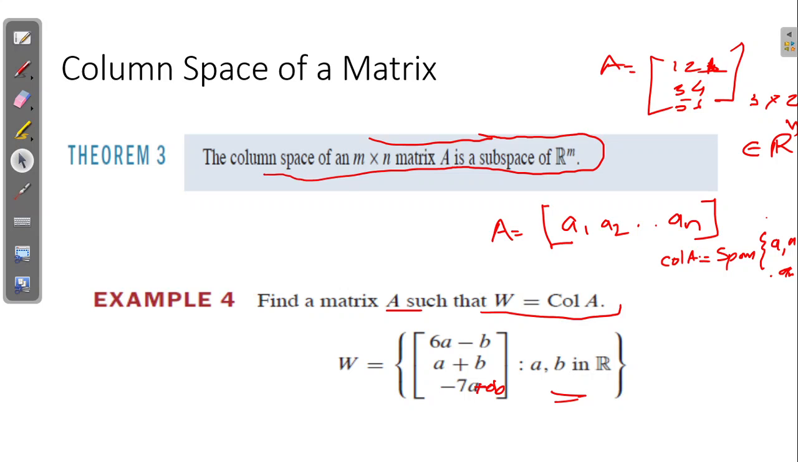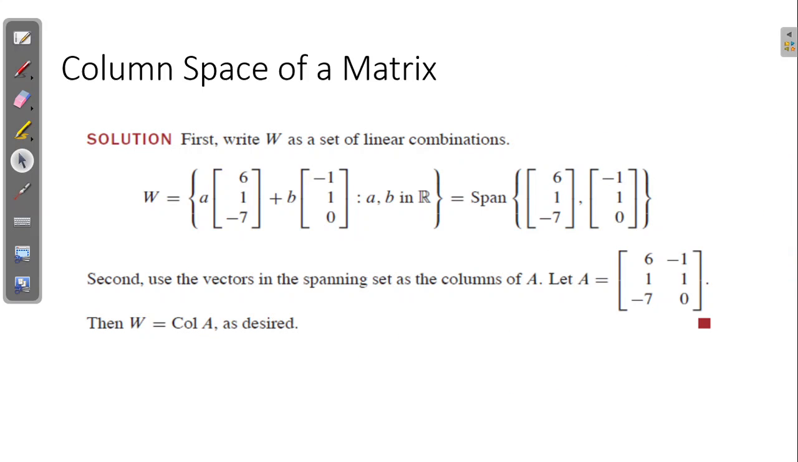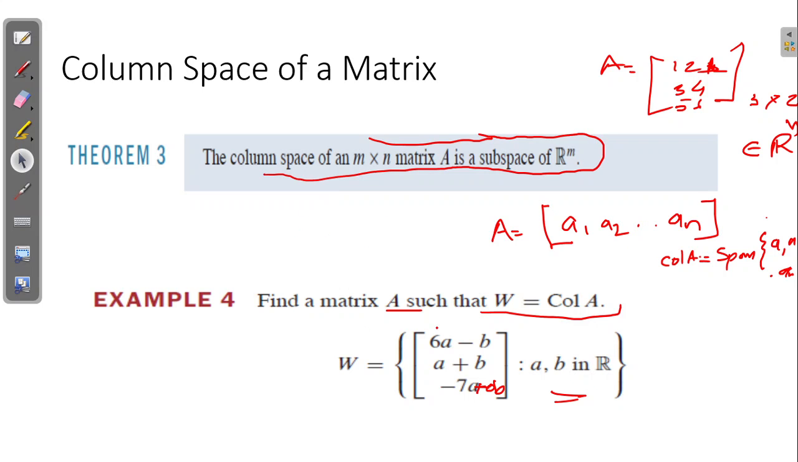Okay, now I'm going to the solution. What we will do is this. I will take W equal to (6a minus b, a plus b, minus 7a plus 0b), right? And the examiner has given that a, b belong to the set of all real numbers.